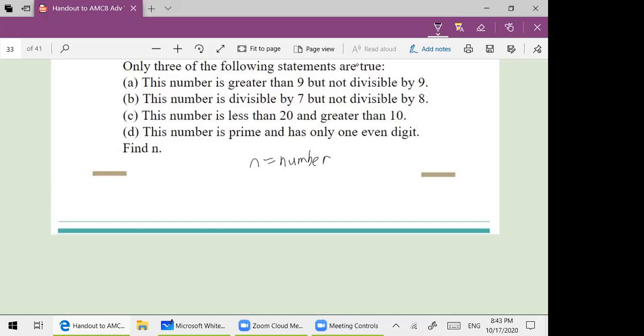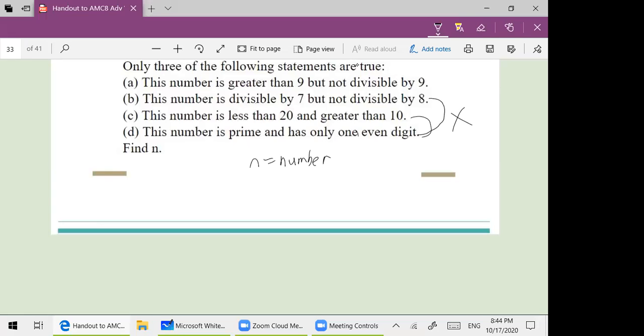Okay, so you cannot have B and D simultaneously true because the number is divisible by 7 and it's prime and it has only one even digit. But these two combined force the prime to be 7, and this is not true for 7. Erase. And so this is bad.